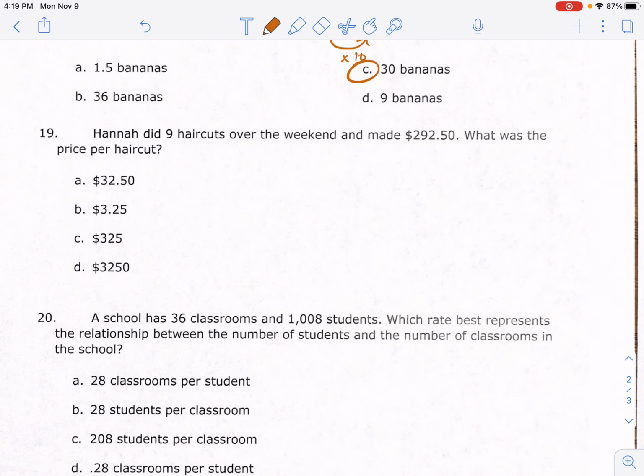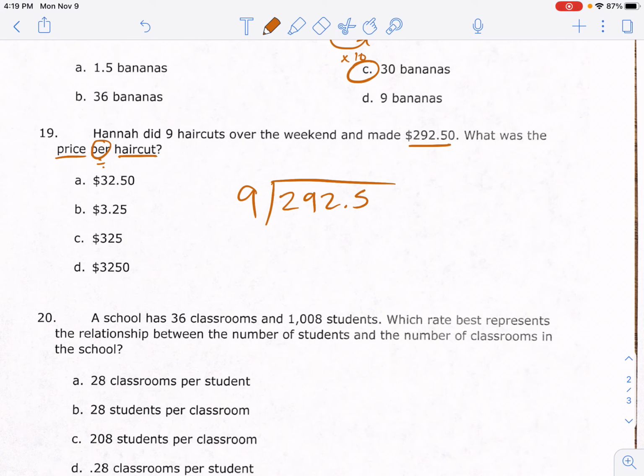Hannah did 9 haircuts over the weekend and made $292.50. What was the price per haircut? So price per haircut, I'm dividing the price by the number of haircuts because it's price divided by haircuts. So the price, $292 and 5/10, because you don't really need that 0 at the end, divided by 9.